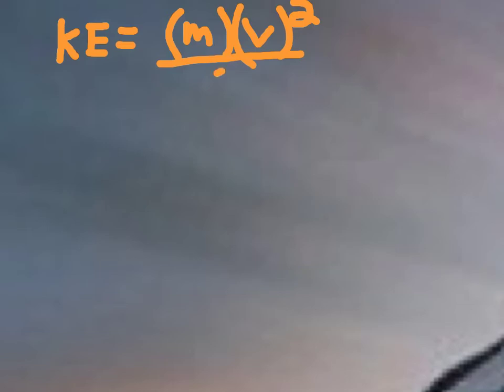Divide everything in half by dividing by 2. The important thing to remember here is it's really important that you square the velocity first, following the order of operations, then multiply by the mass, and then divide by 2.